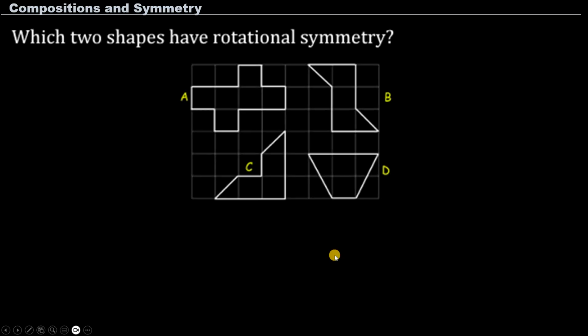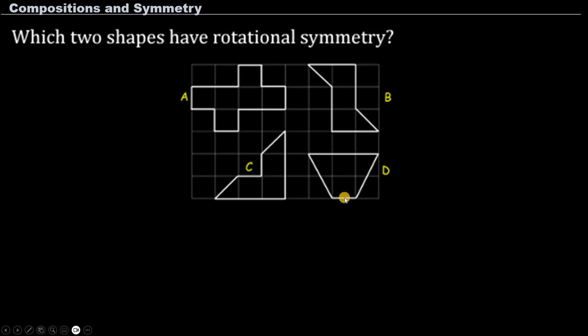And that takes us into this next question. We want to look at which of these 2 shapes has rotational symmetry. So we have A, B, C, and D. 2 of them have rotational symmetry. Well, if we look at C, anywhere you rotate it, this little point is going to be pointing in opposite directions, so C is out.